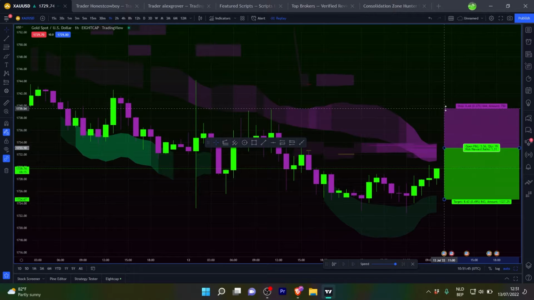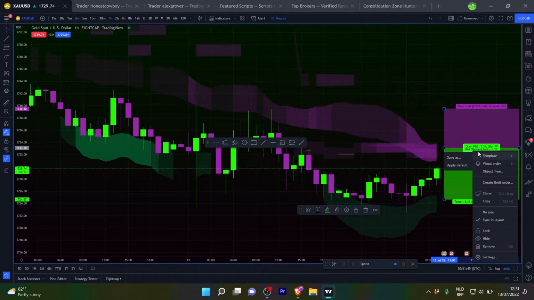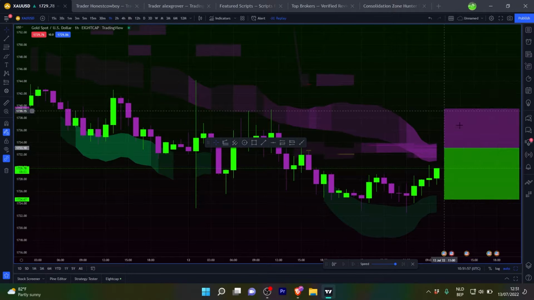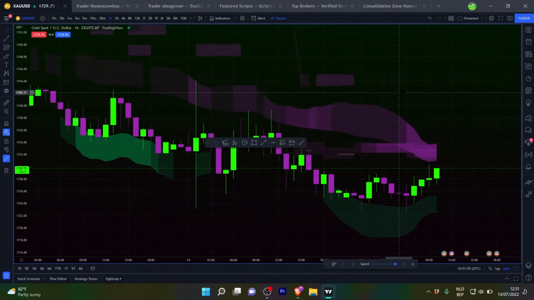Something like this would be good for me. Then create limit order. Let's see if the risk is good. No, the risk is not good. So let's not take this trade.